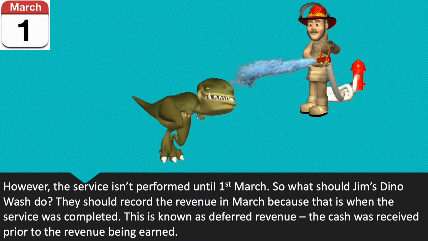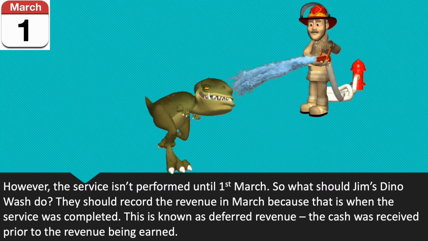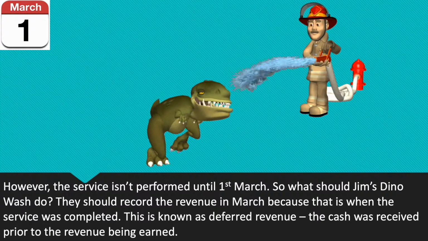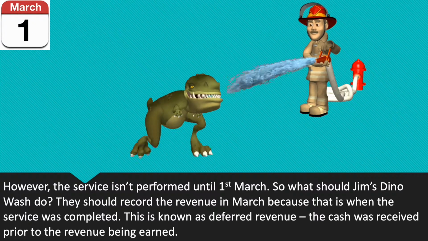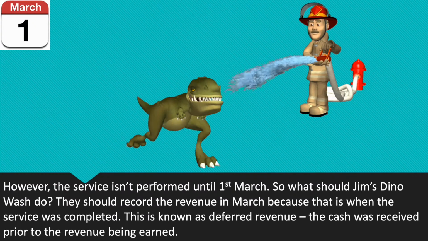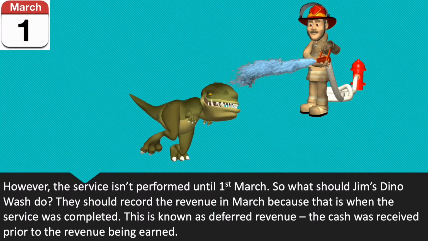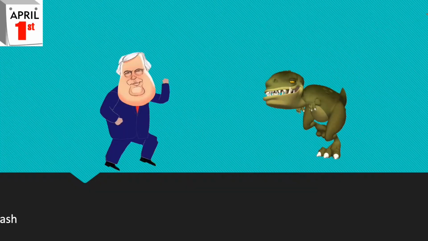So what should Jim's Dino Wash do? Well, they should record the revenue in March because that is when the service was completed. This is known as deferred revenue. The cash was received prior to the revenue being earned.